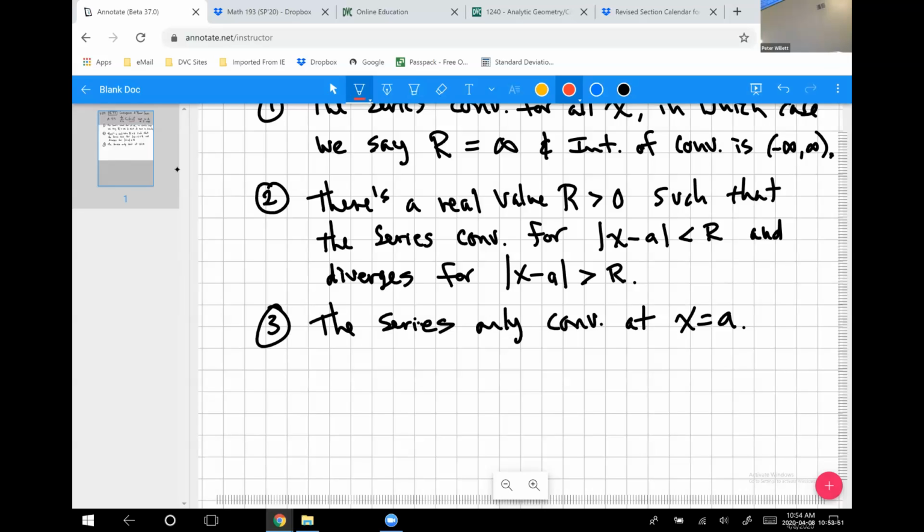So if that's the case, that means that if you deviate from A at all, you immediately get divergence. When that's the case, then we say r equals 0. So the radius of convergence is 0, meaning there is no distance you can deviate away from A and get a convergent value. You only get divergence. In that case, you don't really write an interval of convergence because there isn't an interval, there's just a point. It only converges at A.